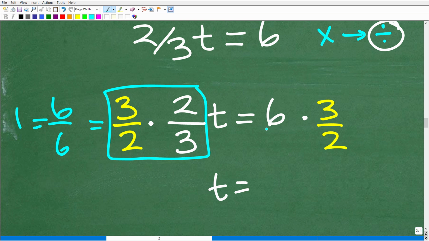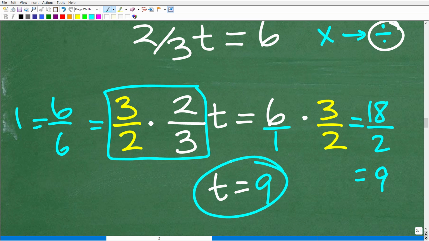So this is 6, but you're like, wait, where's the fraction? When you get confused about a fraction times a number, just remember any number can be expressed as a fraction. Just put it over 1. So this is 6 over 1 times 3 halves. And of course, we have 18 over 2, or 9. So t is equal to 9.